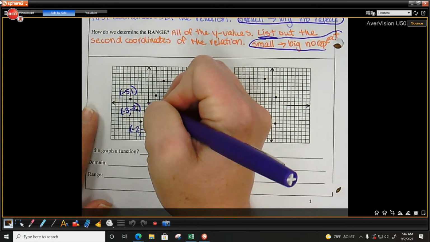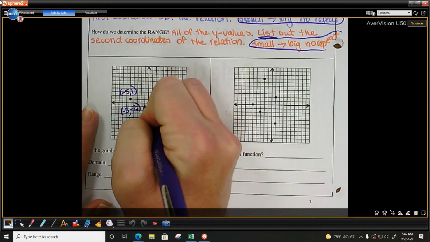Are we all okay with how I'm writing my ordered pairs? Remember, x goes before y when you do your ordered pairs. If you go to the left, your x is negative. If you go to the right, your x is positive. If you go up, your y is positive. If you go down, your y is negative. Okay? What about this one?